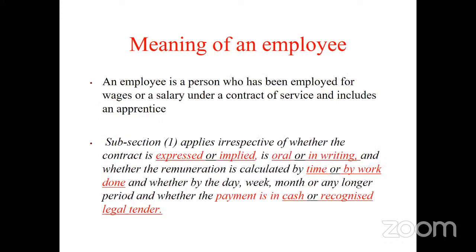Meaning of an employee, sorry. An employee is a person who has been employed for wage or salary under a contract of service and includes an apprentice. Subsection 1 applies irrespective of whether the contract is expressed or implied, or is oral or in writing, and whether the remuneration is calculated by time or by work done, and whether by day, week, month, or any longer period, whether the payment is in cash or recognized legal tender.